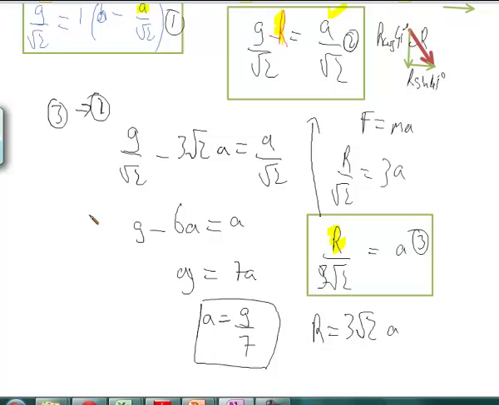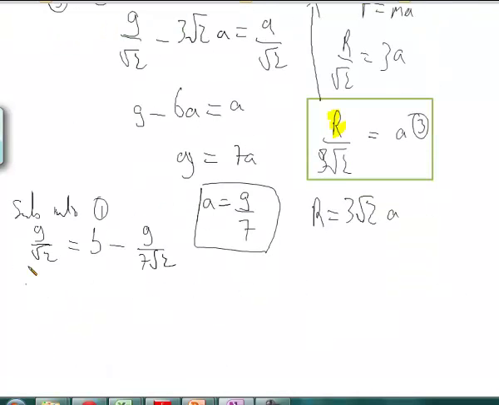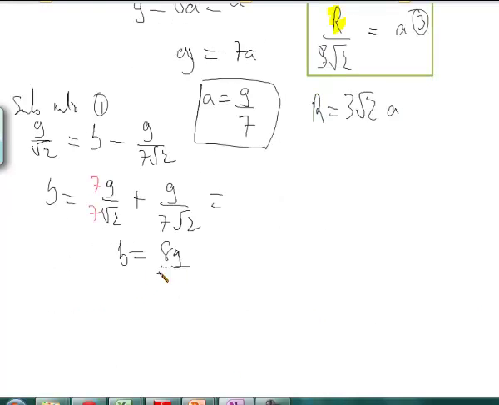Now, taking this and subbing into 1, we get g over root 2 is equal to b minus g over 7 root 2. What we're looking for is b, so bring that across. We get b is equal to g over root 2 plus g over 7 root 2. Multiply this fraction above and below by 7, same common denominator, and we get b is equal to 8g over 7 root 2.